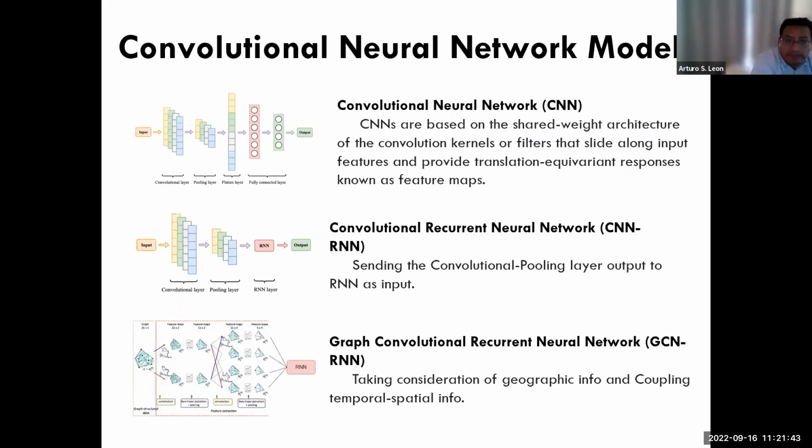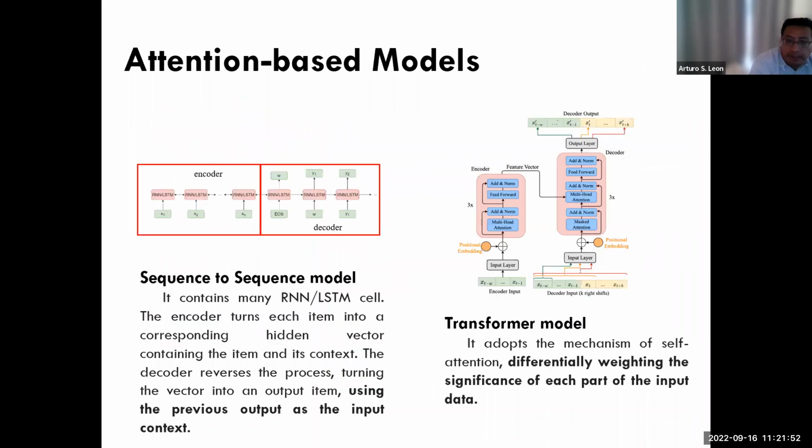Then we have convolutional neural network models, and these are some of the models we have played with, but of course there are many more. There are attention-based models. This is one of the models having more applications recently, especially the transformer model, which has been used widely in the last few years.